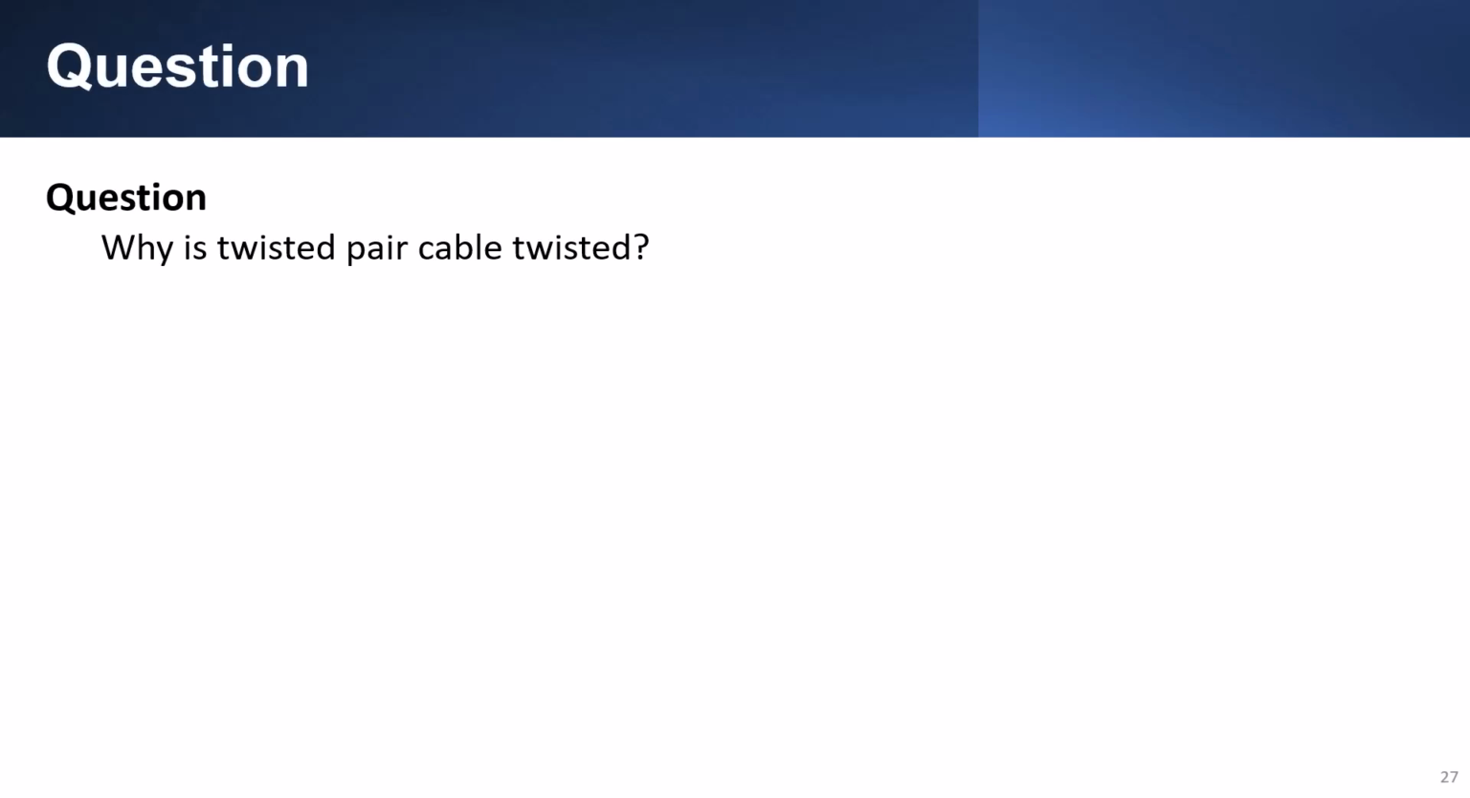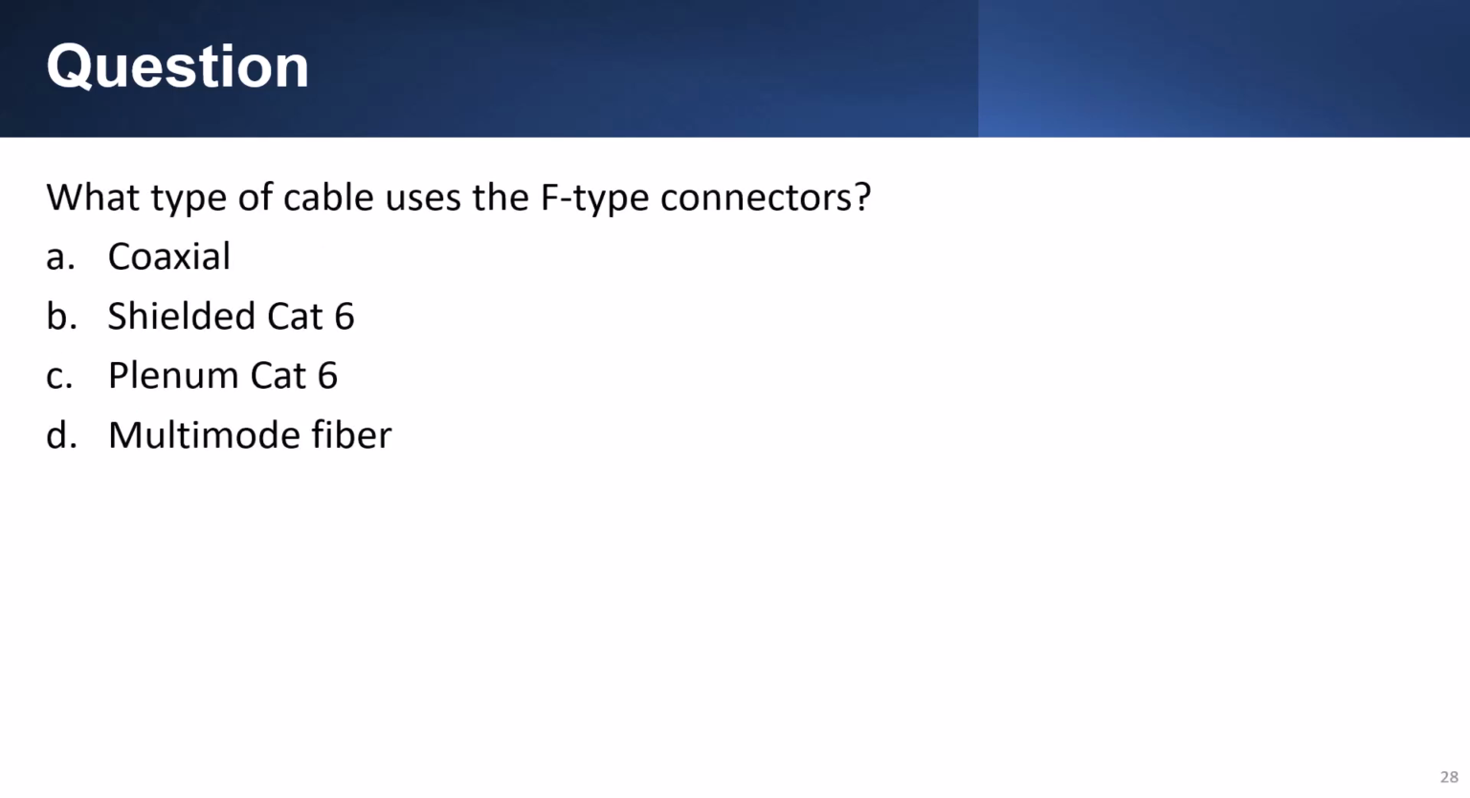Question: why is twisted pair cable twisted? Answer: to reduce crosstalk. Question: what type of cable uses the F-type connectors? Answer: coaxial.